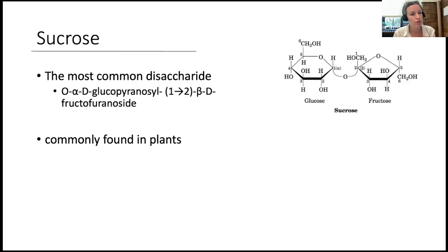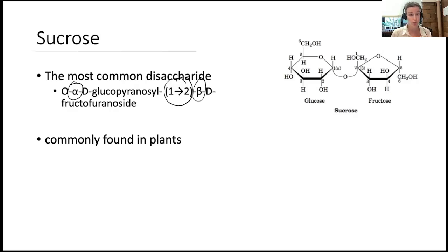Here we have sucrose, which is a common sugar found in plants. So if you ate any fruit today, you just ate some sucrose. This is a slightly more challenging example. Why? You see we have an alpha, you see we have a 1 to 2, and we also have a beta. So what's going on here, folks? What's going on here is that we are working with glucose, which is an aldose, and fructose, which is a ketose. So we have two different anomeric carbons to take into account.